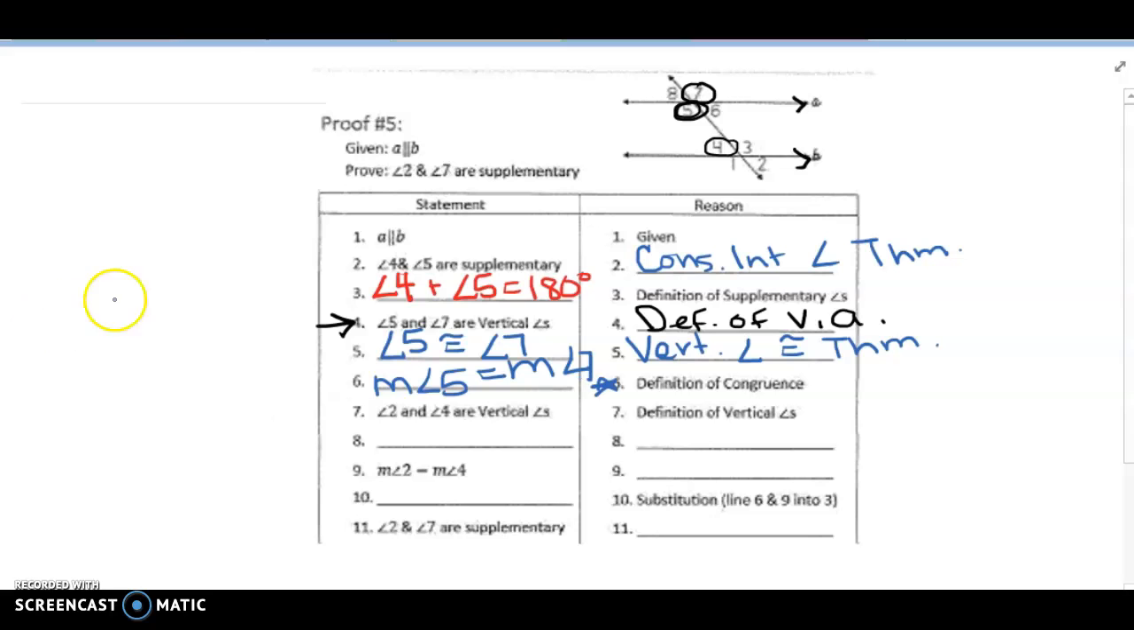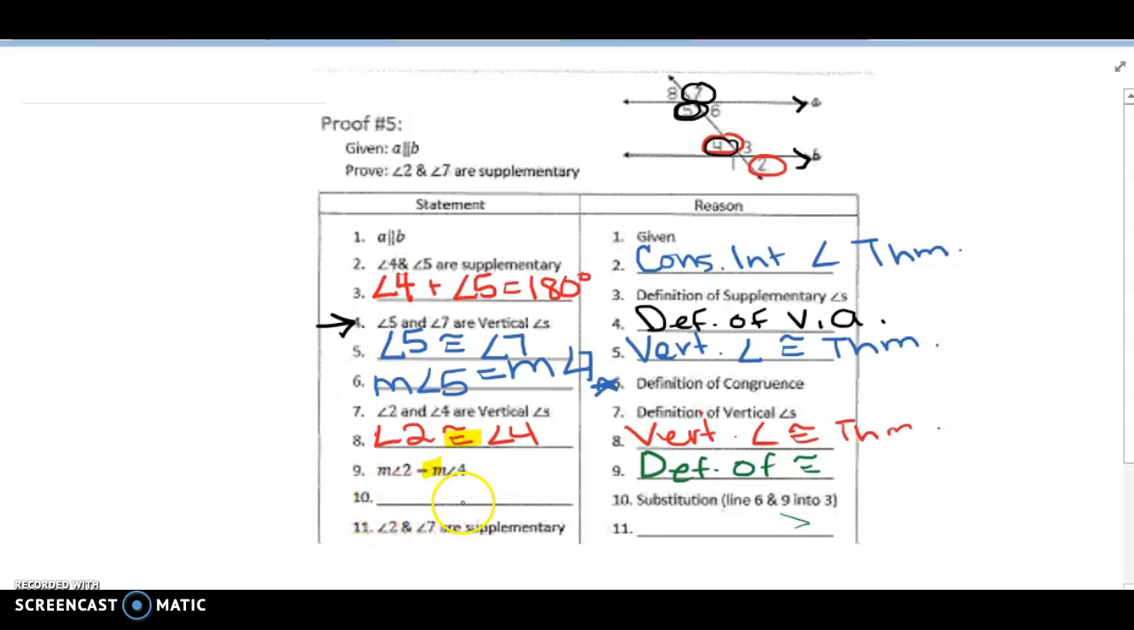All right, now if I look at number 7, it says that 2 and 4 are vertical angles. Well, if I look up at our diagram, sure enough, 2 and 4 are vertical angles. So that's just definition of vertical angles. And then once again, we should know that that means angle 2 is congruent to angle 4 by the vertical angle congruence theorem. Okay, and now I can change the congruent to an equal. That's all I did here. It went from congruent to equal. And I can do that because of the definition of congruence.